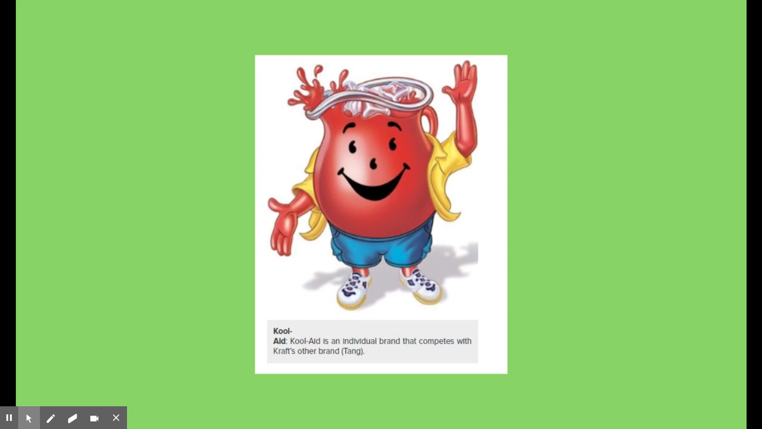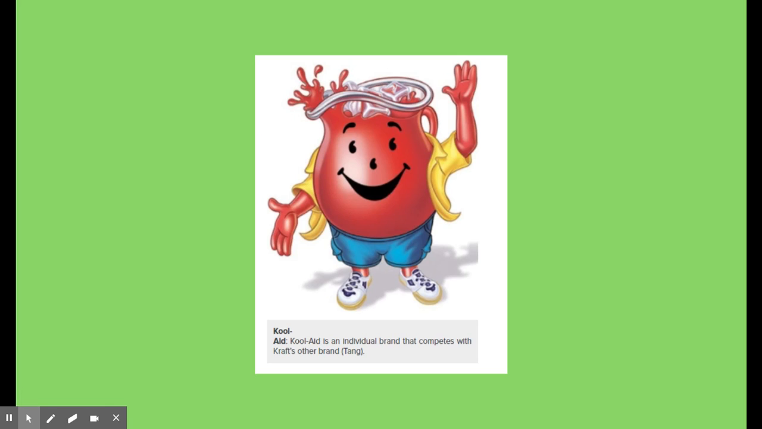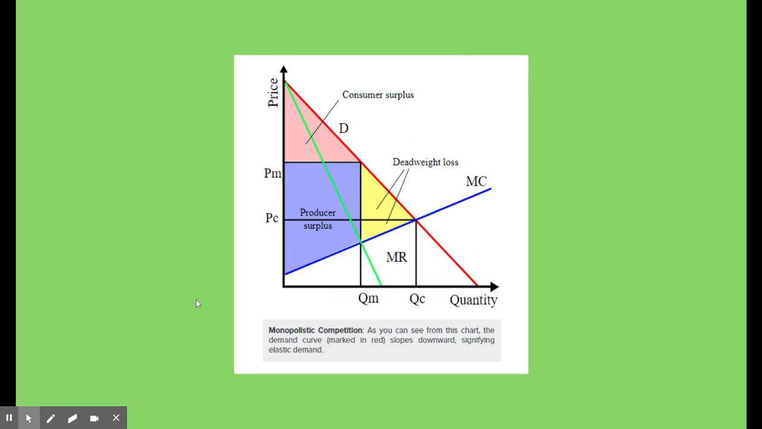And how do you get that? Of course, you do it through advertising and branding. So Kool-Aid is an individual brand that competes with Kraft's, for instance, other brands. So even within an industry, within an individual firm like Kraft, they might have different products that are basically the same, but they're a little bit different. So they can advertise them as that and make more money off of that. And so they can charge different prices for similar products.